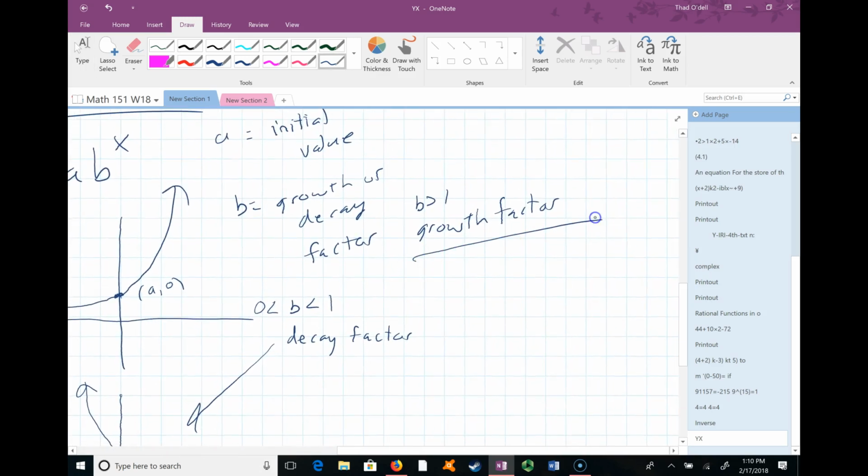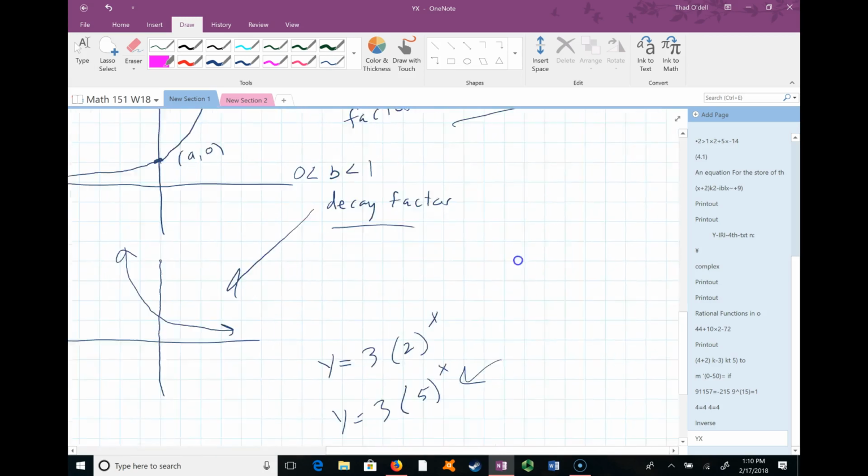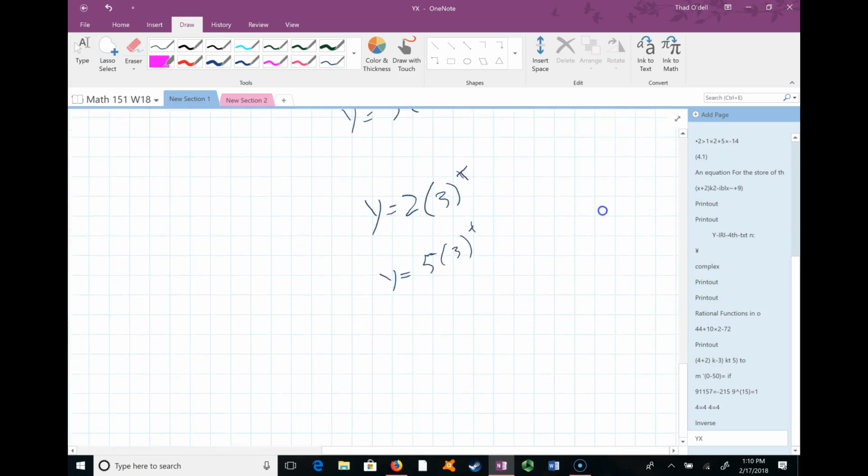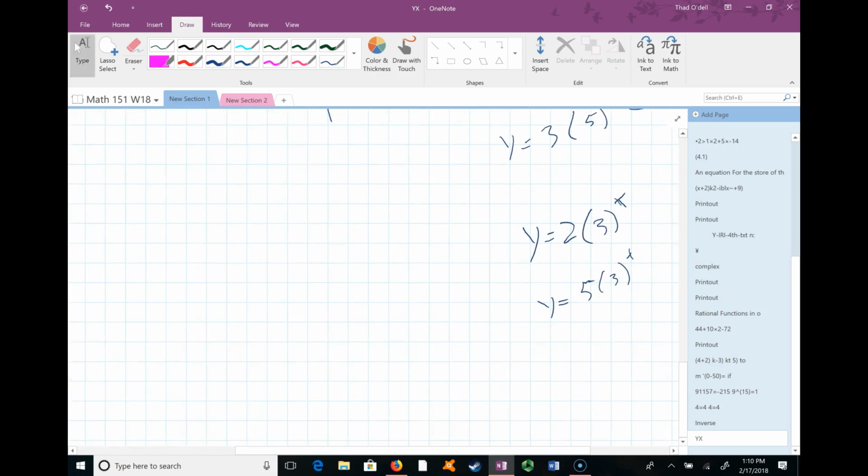So we've got growth factor, decay factor, initial value, those are all important things, moving towards making applications. Another thing that's important is often when we talk about things growing exponentially, we talk about their growth or decay rate. And it's important to understand that's different.